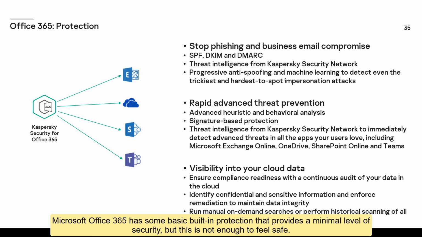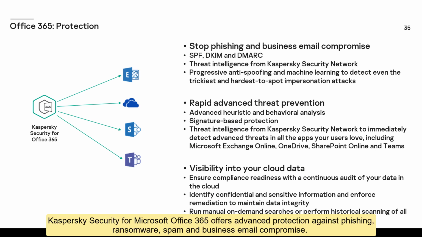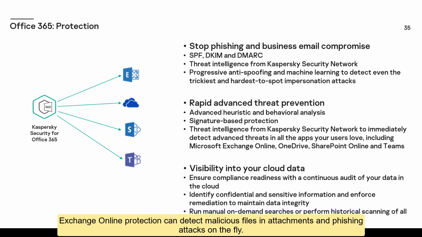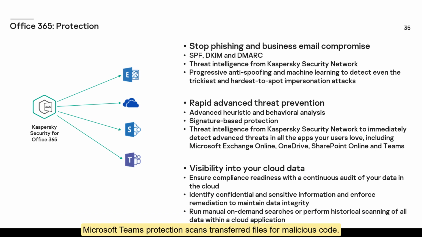Microsoft Office 365 has some basic built-in protection that provides a minimal level of security, but this is not enough to feel safe. Kaspersky Security for Microsoft Office 365 offers advanced protection against phishing, ransomware, spam, and business email compromise. Kaspersky Security for Microsoft Office 365 features components similar to those of Kaspersky Endpoint Security, but designed for the Office 365 cloud infrastructure. Exchange Online Protection can detect malicious files in attachments and phishing attacks on the fly. The OneDrive and SharePoint Online components scan files for malicious code and delete them by default. Microsoft Teams Protection scans transferred files for malicious code.